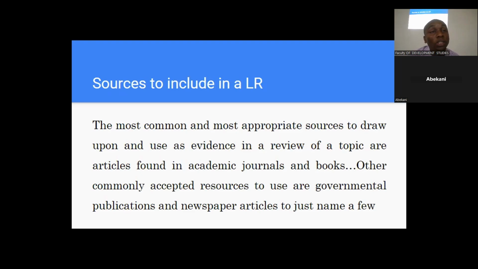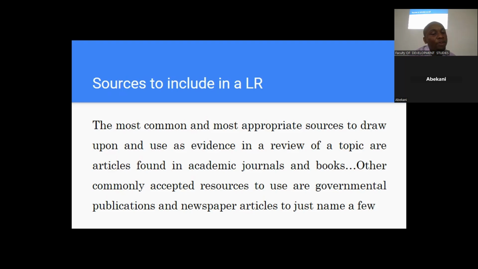Okay, so what are the sources to be included in the literature review? The most common and most appropriate sources to draw upon and use as evidence in a review of a topic are articles found in academic journals and books. Those are the most reliable. You might find other information here and there, but the most important things should be academic journals and books. And when we talk about books, we're not talking about novels. We are talking about research books. Is this clear? Articles from journals and books are the main sources.